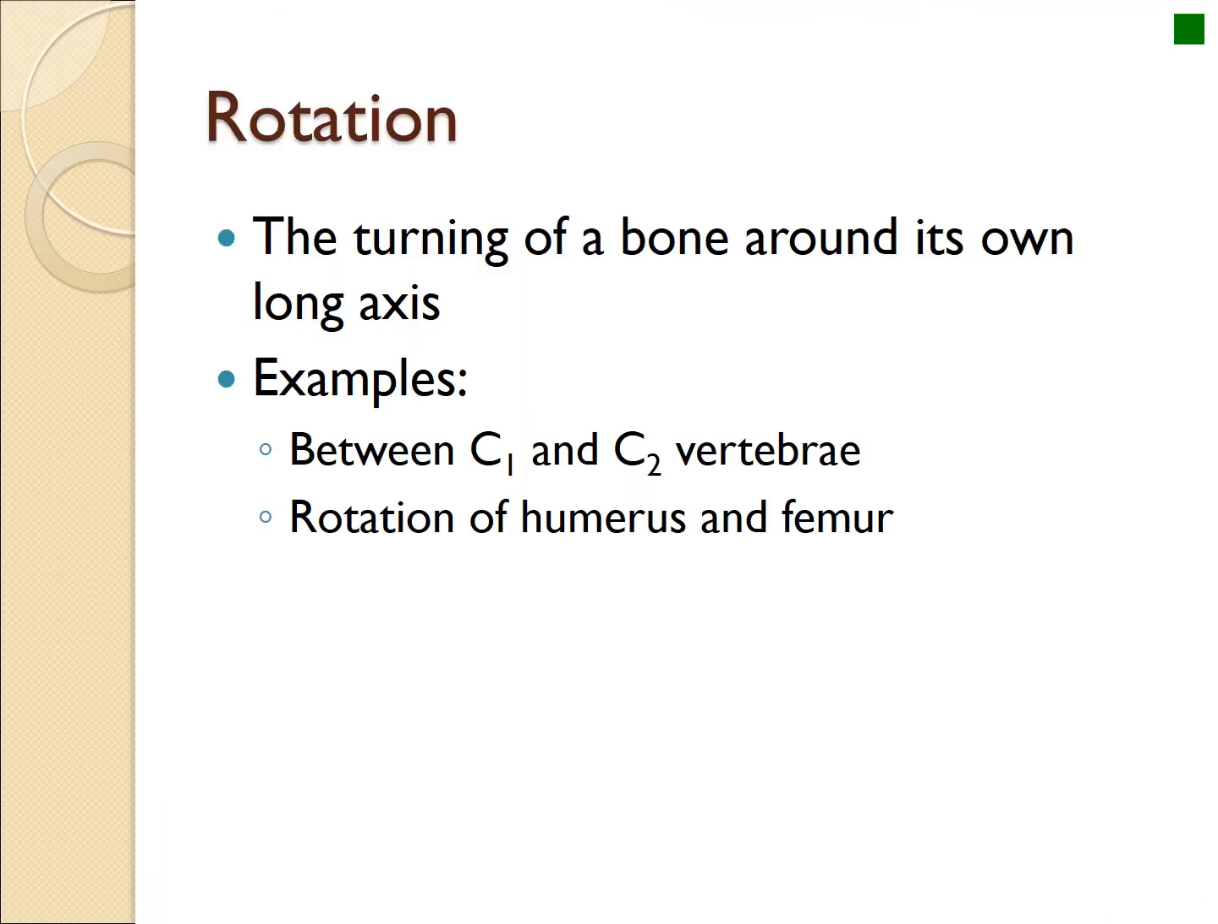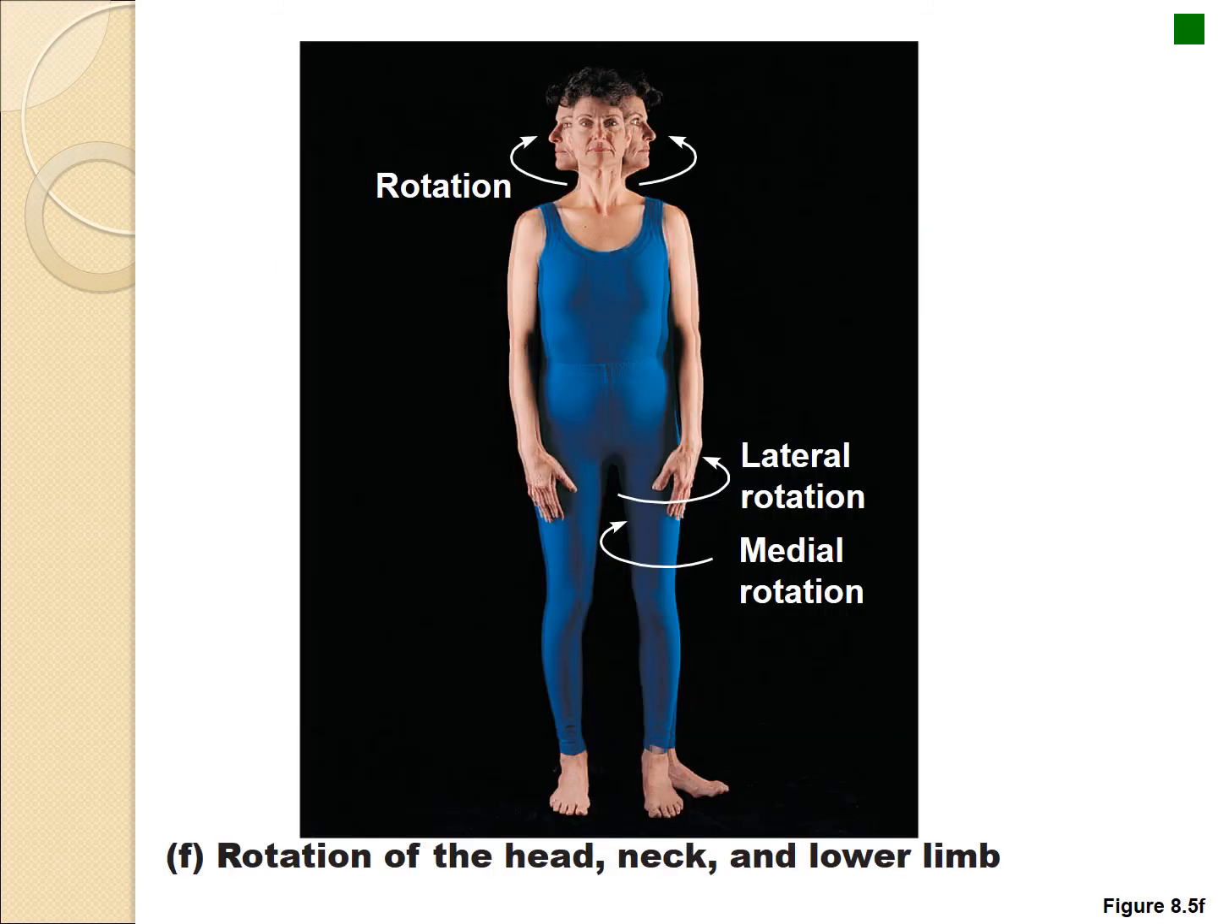Now here's rotation. Notice with rotation, you're moving on an axis. That means the bone is not changing position except in a circle. The best way to see this is when you rotate your head. Your head is not swinging around like your hand. It's just moving in place. You can hold your finger on your throat as you're doing this, and the head's going to stay in the same place. The same is true of your foot.